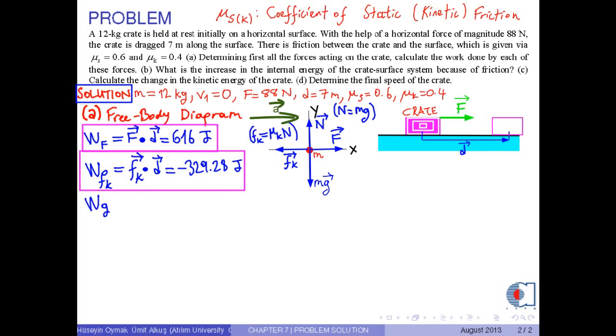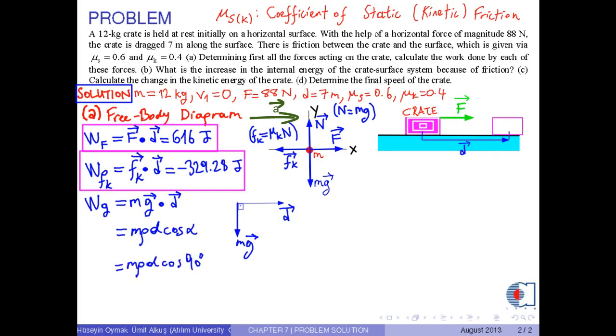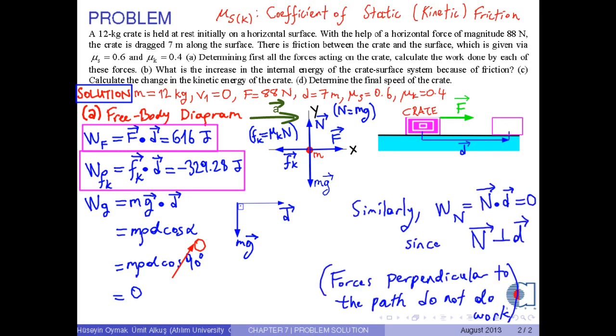The work done by the gravitational force is m times g dot d. The angle between the gravitational force and d is 90 degrees, so that we obtain zero work. Similarly, the work done by the normal force is 0, because forces perpendicular to the path do not do work.